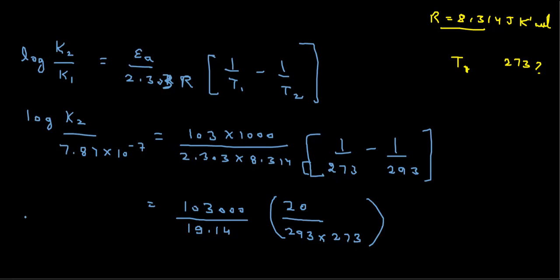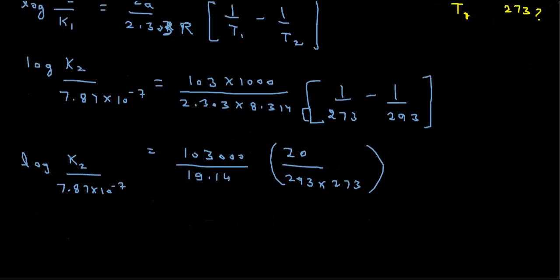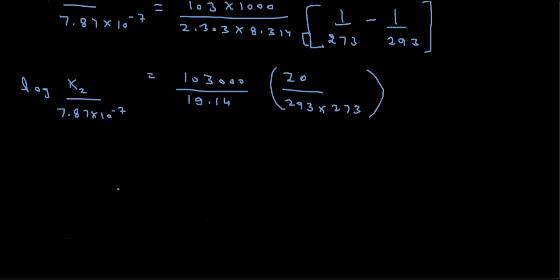And this is log K2 by 7.87 into 10 to the power minus 7. So firstly, solve the right side portion. As of now, you can use the calculator also, but in the examination, you have to solve this. Calculators are not allowed. If I quickly solve this by calculator, the value will be approximately equal to 1.345.